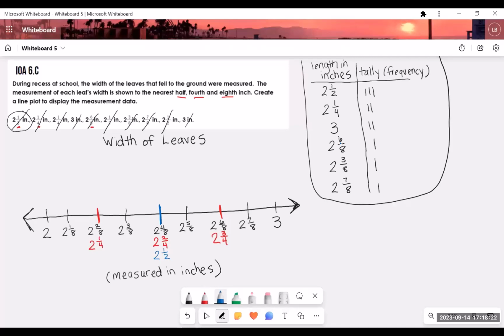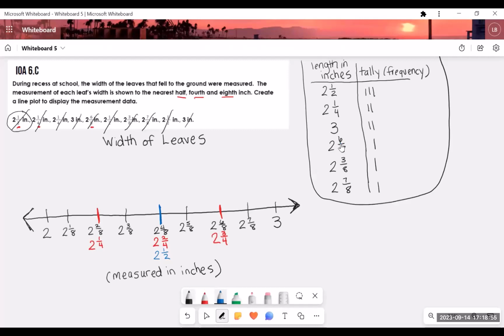So now that we've done that, I think it's great to see these equivalencies as well. So by doing this, I see that 2 2/8 is at the same location as 2 1/4. Those are equivalent fractions. I see all the ones that are at the same location as 2 1/2, 2 4/8, 2 2/4, and 2 1/2. They're all equivalent. And then 2 6/8 and 2 3/4 are equivalent as well. Okay, so now that we've done that, we are ready to start plotting our x's to create our line plot.